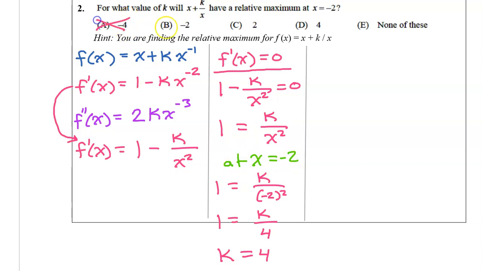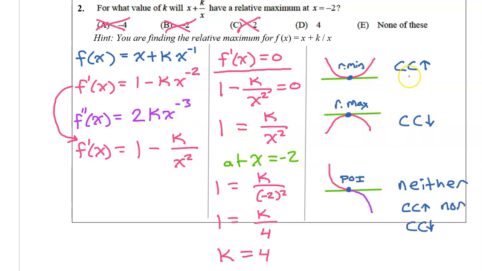So we can forget about option A, B, and C. But we don't know for sure that D is the right answer. It still could be none of these. The fact that the first derivative is equal to 0 only tells us that we have a horizontal tangent line at x equals negative 2. But there are 3 different ways that you could have a horizontal tangent line.